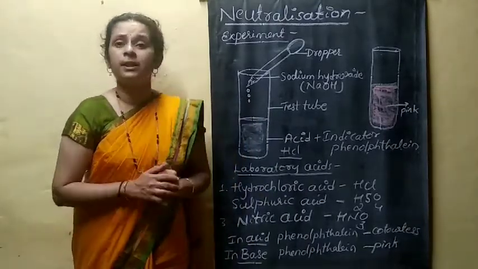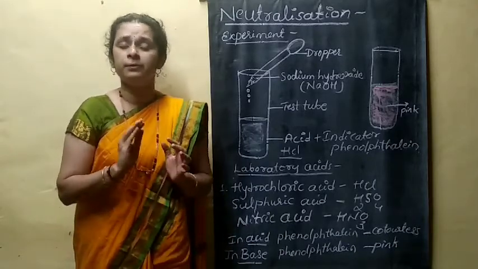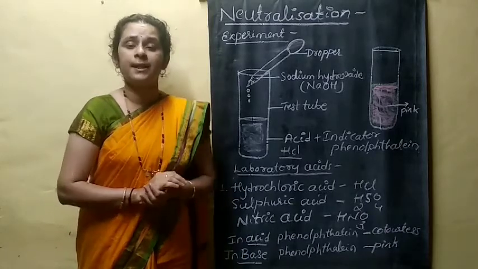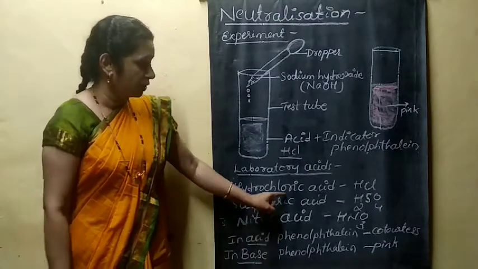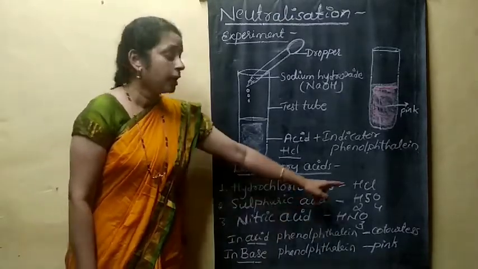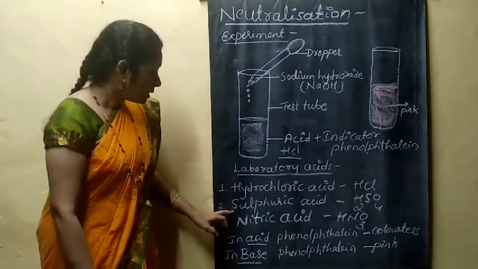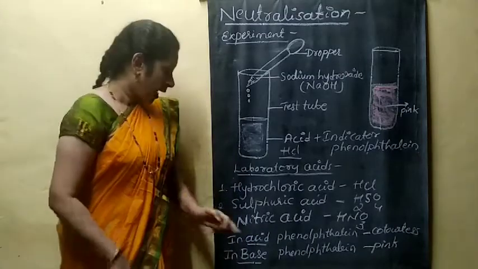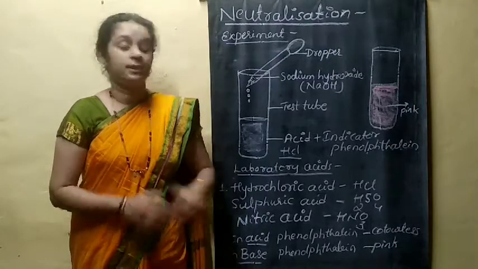And usually in the laboratory there are mainly 3 acids used. You have to remember that, very important. That's why usually in the laboratory there are 3 acids mainly used. They are: hydrochloric acid, that is HCl, and sulfuric acid, that is H2SO4, and another very important one, nitric acid, that is HNO3.